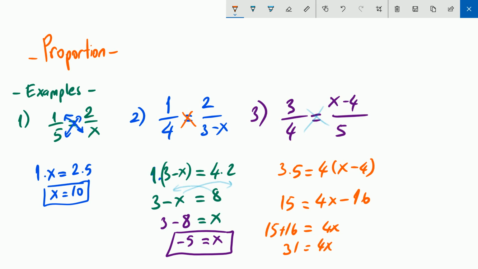4 times x. 4 goes to the left side as division. Finally, x will be 31 over 4. Yes, we solved 3 examples in this video.